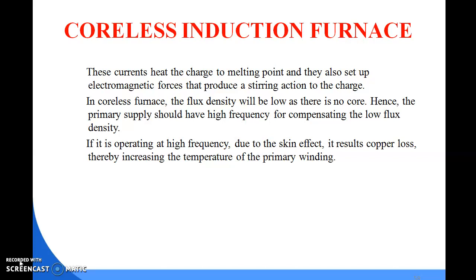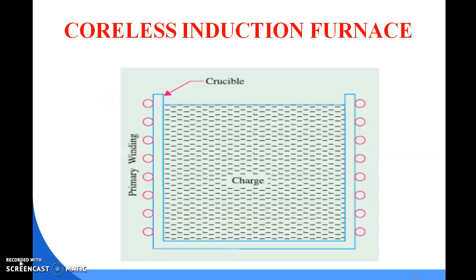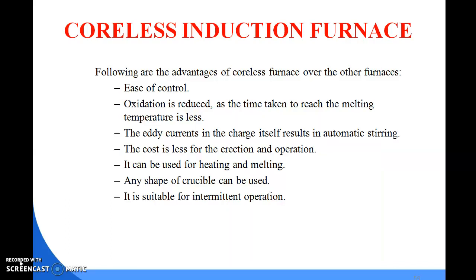So we use standard conductors to reduce the skin effect, like ACSR, aluminum conductor steel reinforced. This type of conductors we use for the skin effect. Okay, so it results in a copper loss, thereby increasing the temperature of the primary winding. This is the coreless induction furnace, that is the primary winding, and here the charge is present. Here the same cubicle is there.